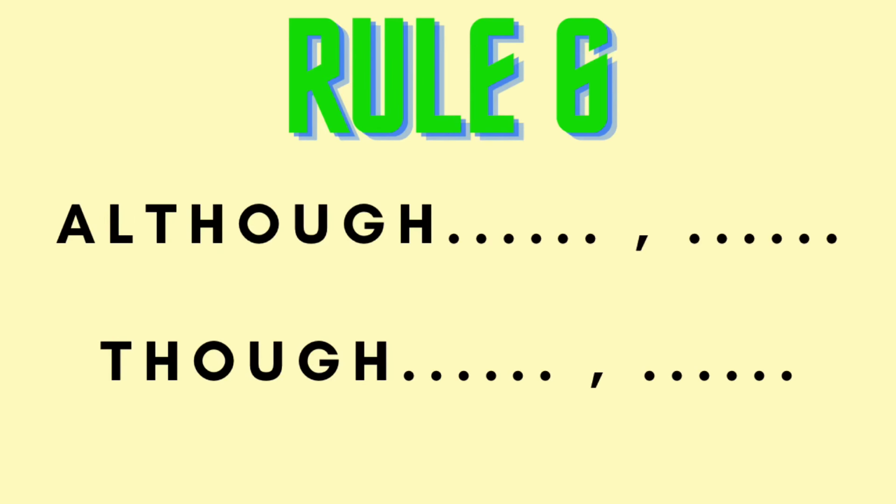Our rule 6 is, although is followed by a comma. Though is followed by a comma. You must have heard or been told by your teachers that although is followed by yet, or though is followed by yet. No, I would recommend although should always be followed by a comma in the following sentence, and though should also be followed by a comma.